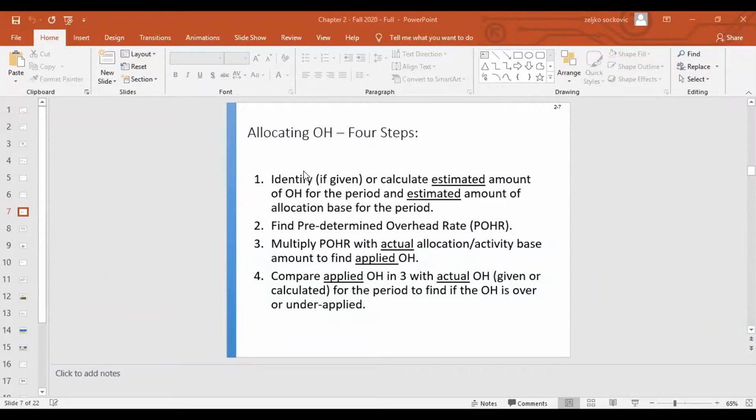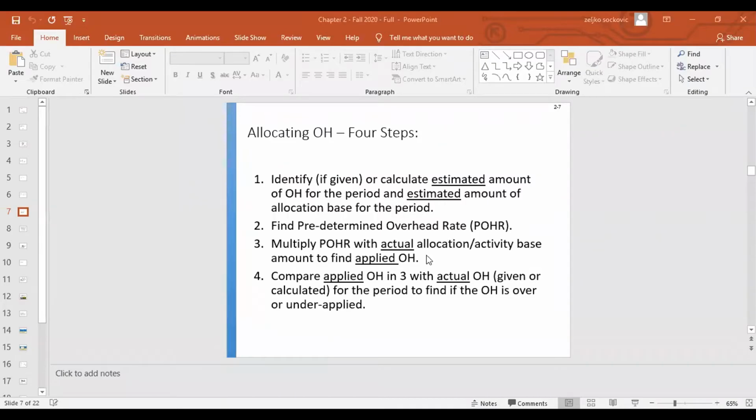So the bottom line is you do step 1, estimated. You find your POHR in step 2. You're done with estimates. You don't care about estimates anymore. Now, you also don't care about actual overhead until the very end, until reconciliation. You don't care about it. So what you care about now basically is, how do I now apply this POHR? How do I apply my overhead to my product?